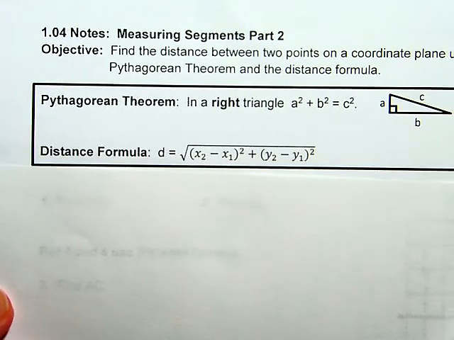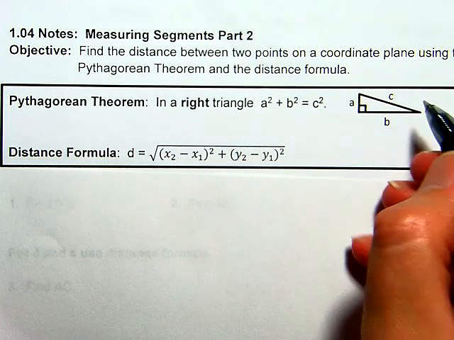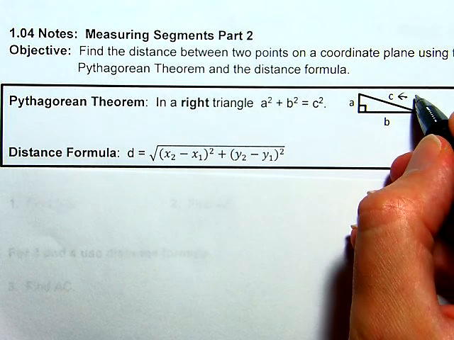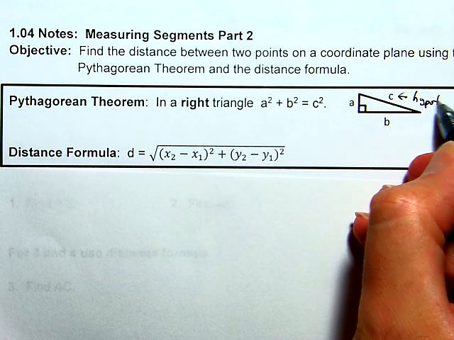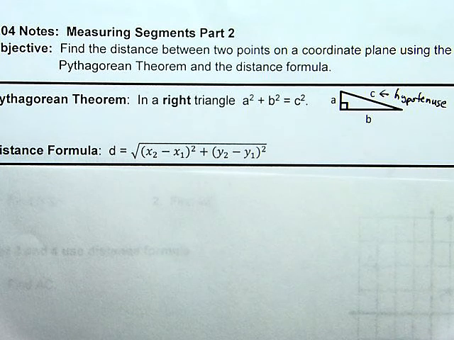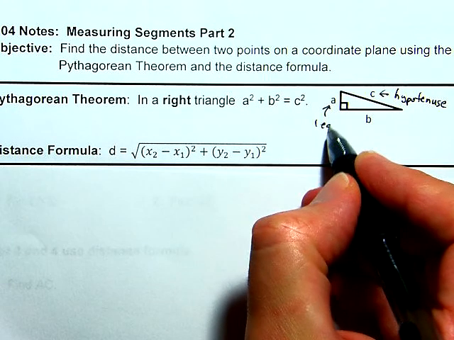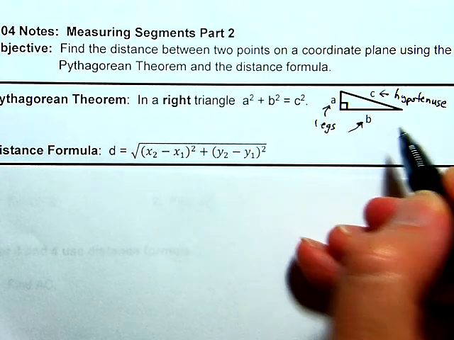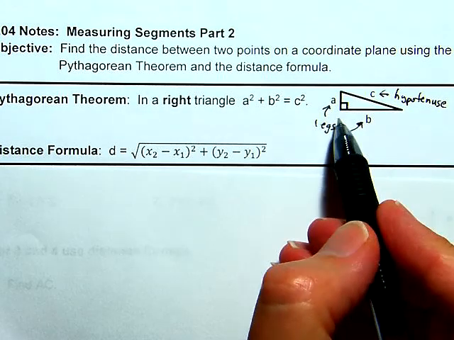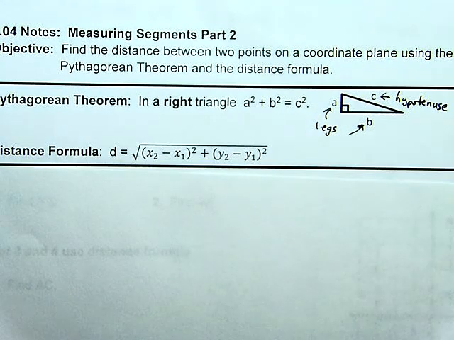Let me zoom out a bit. This is a right triangle. And you'll notice that the hypotenuse of the triangle, which is the longest side, in this triangle is labeled C, hypotenuse. And A and B are the two sides shorter than C. They are called the legs of the right triangle, okay? And this symbol, which looks like a little square, is a symbol for a right angle.